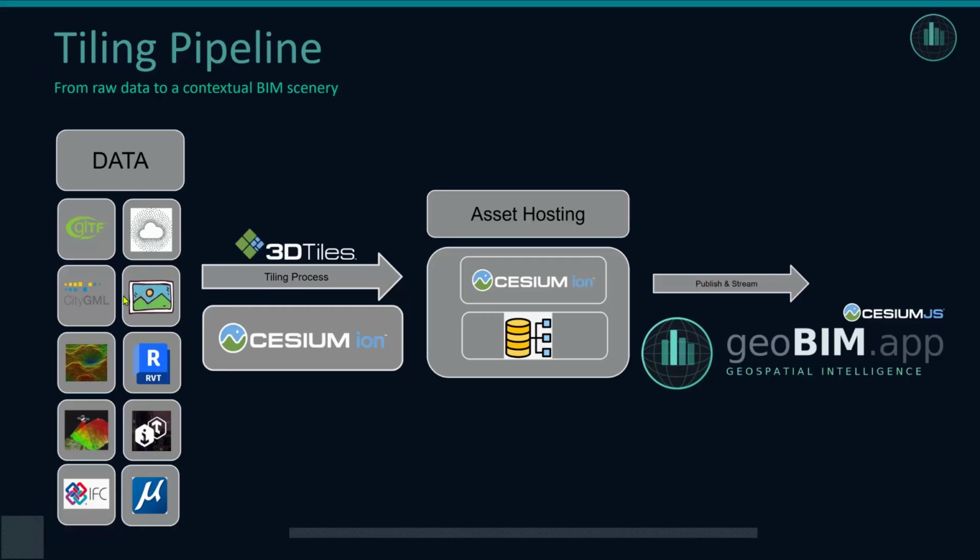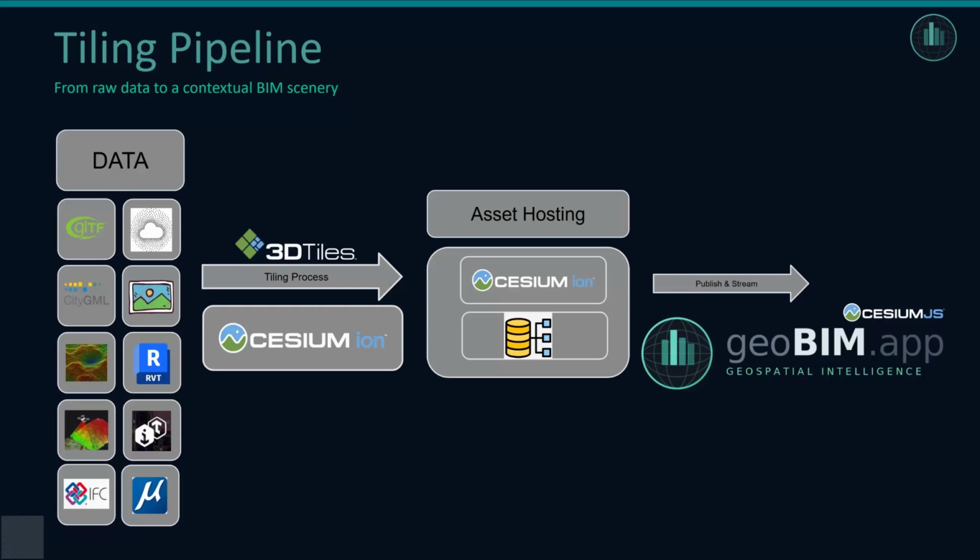GLTF model data can be filled into the pipeline, and then the magic happens, and Cesium will convert all those data formats and normalizes them, aggregates them into so-called 3D tiles. Think about a 3D tile like in gaming. It creates a mesh for each of those assets. But the nice thing about it is it keeps the metadata.